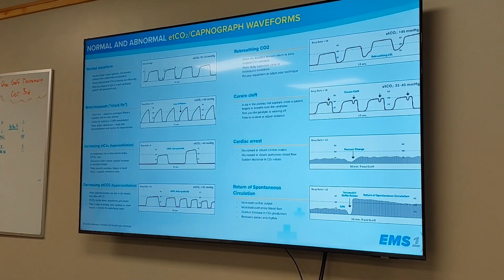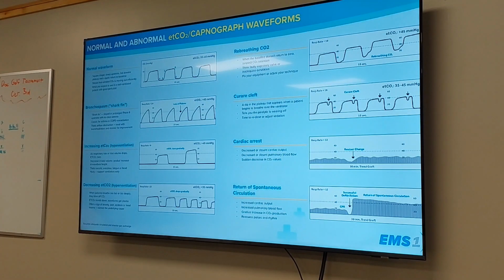Do you have a low carbon dioxide number? Typically, yeah, usually 10, 12, sometimes less. And then all of a sudden it'll jump up to the 20s. If it changes that fast, we're going to check a pulse, because oftentimes a big jump from that low number to a high number is indicative of return of circulation.